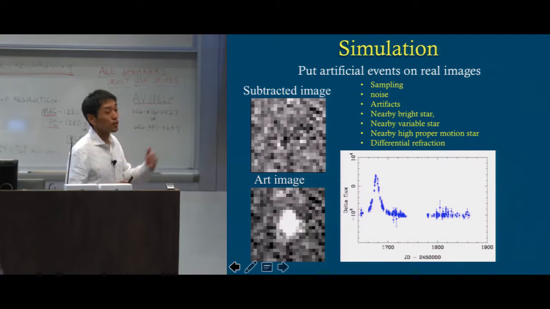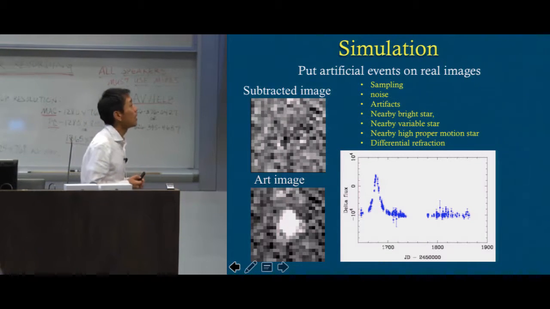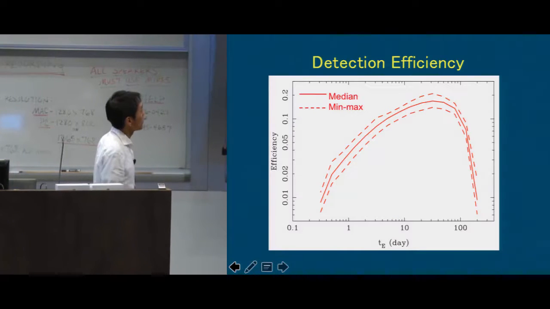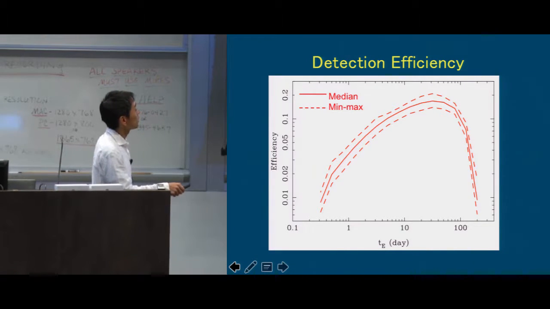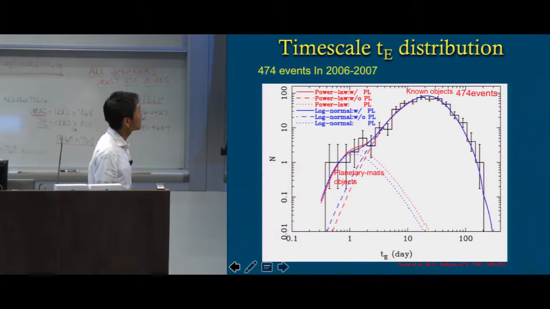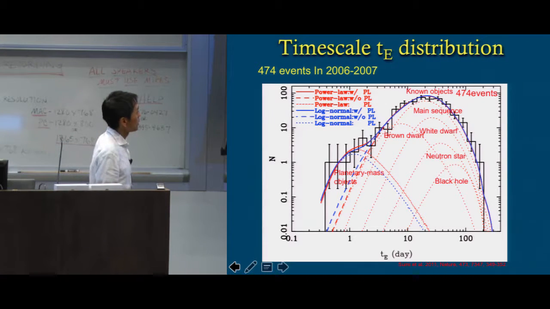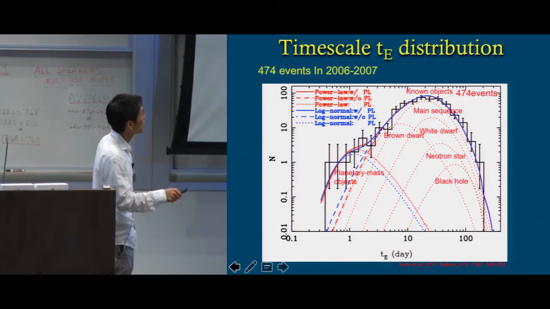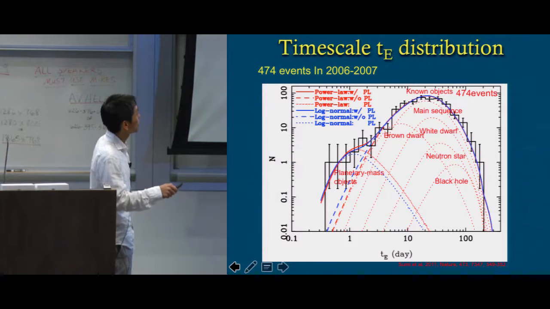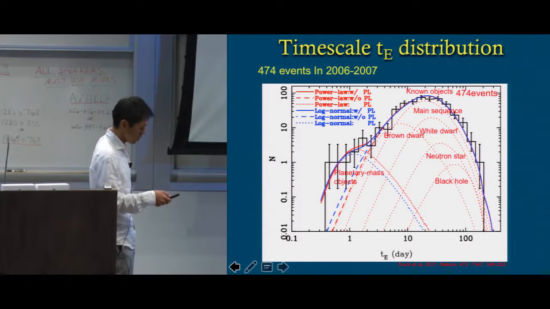So we conducted an image level simulation to estimate the detection efficiency, and here is the final detection efficiency. At this timescale, we have a very low but still significant efficiency around here. And here is the final best fit model. So this region is based on the black hole lenses, neutron stars, white dwarfs, and the main sequence stars. And brown dwarfs contribute around this region. And here we can fit the planetary mass object.